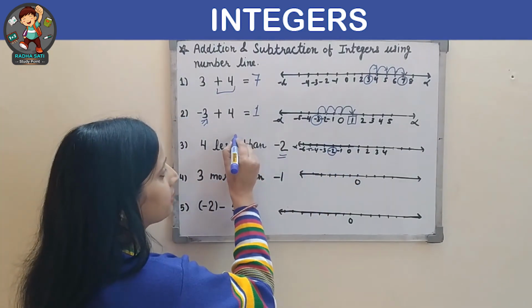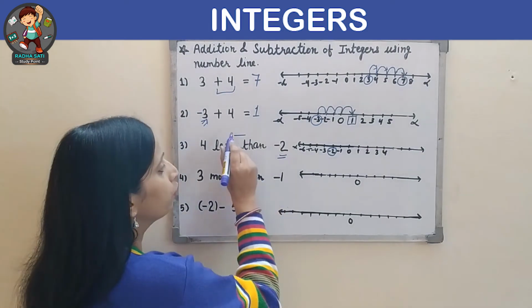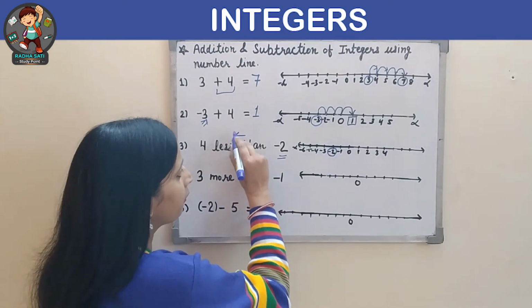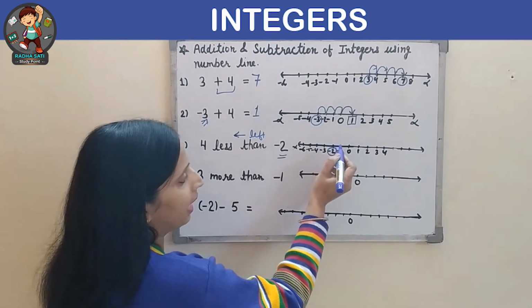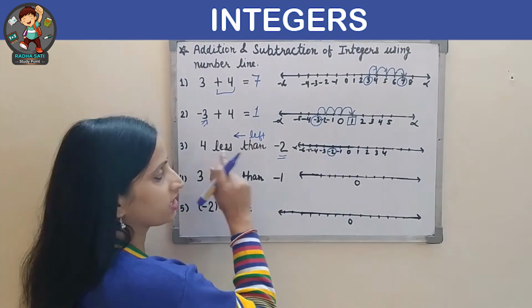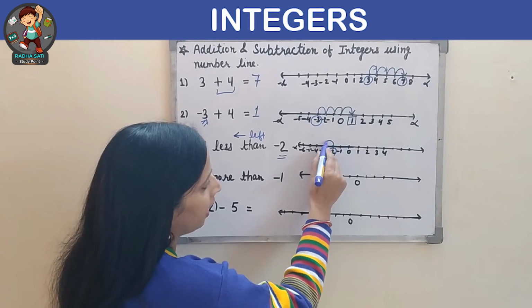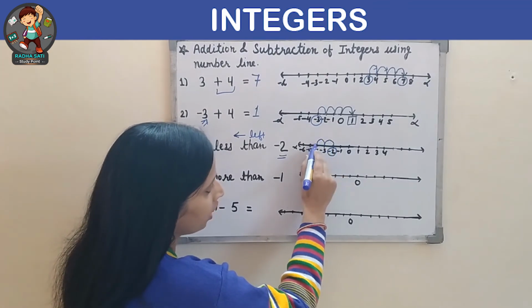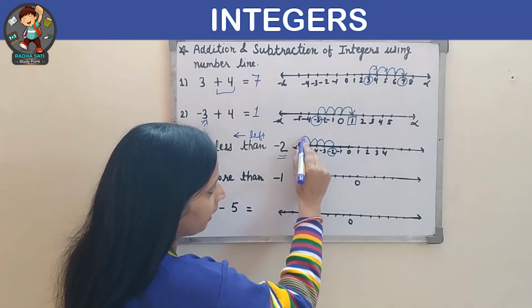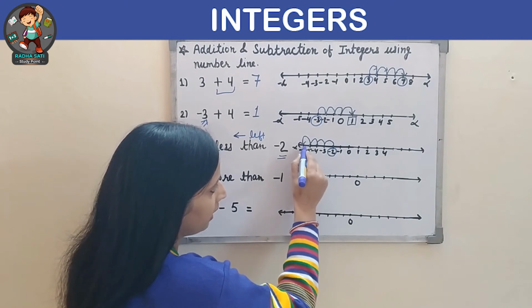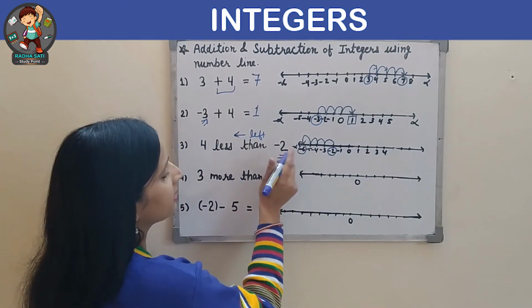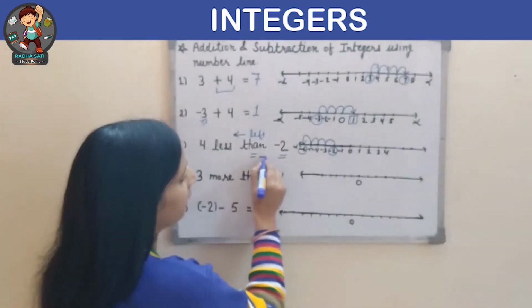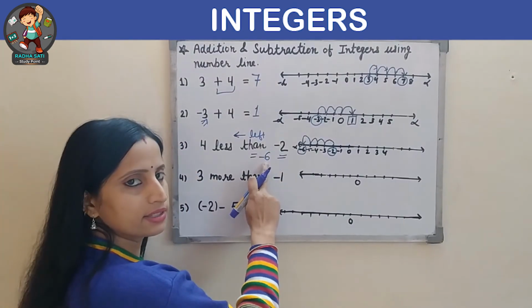Now less than means subtraction. So we will shift to the left side, leftwards on the number line by 4 steps. So 1 jump, 2 jump, 3 jump and 4 jump. So finally we reach at minus 6. So 4 less than minus 2 will be equal to minus 6.